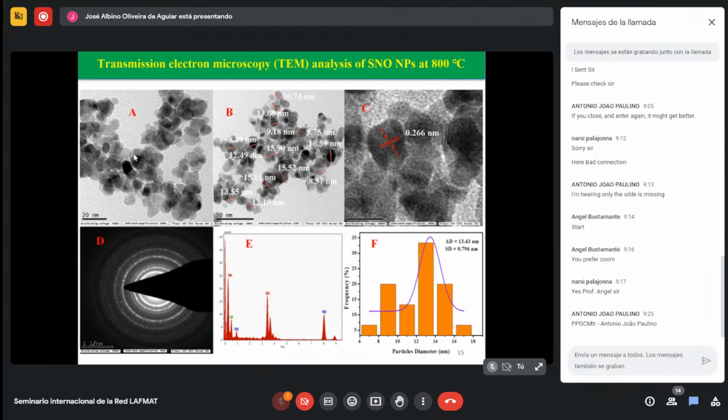This pattern is responsible for the Miller indices. Each ring is responsible for the polycrystalline nature. So the circular rings and circular spots are responsible for the polycrystalline nature of the material.